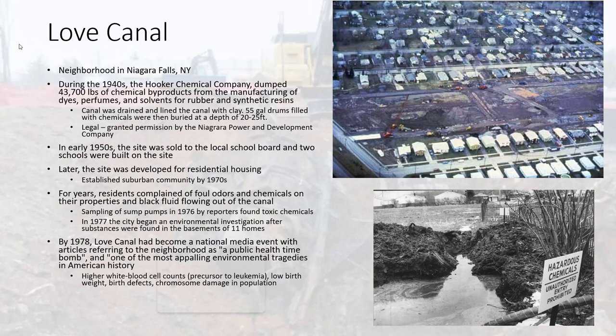And we're going to take a look at probably the most famous example of that. Love Canal is a neighborhood in Niagara Falls, New York. During the 1940s, the Hooker Chemical Company dumped almost 43,700 pounds of chemical byproducts from the manufacturing of dyes, perfumes, and solvents for rubber and synthetic resins in the canal. The canal was drained and lined with clay, and they loaded it up with 55-gallon drums filled with these chemicals and buried them at a depth of about 20 to 25 feet.